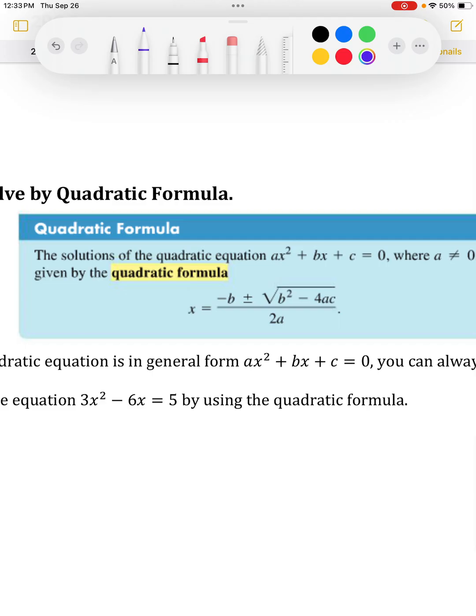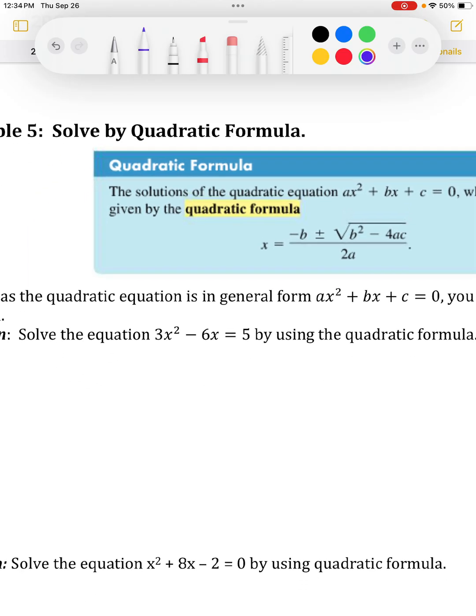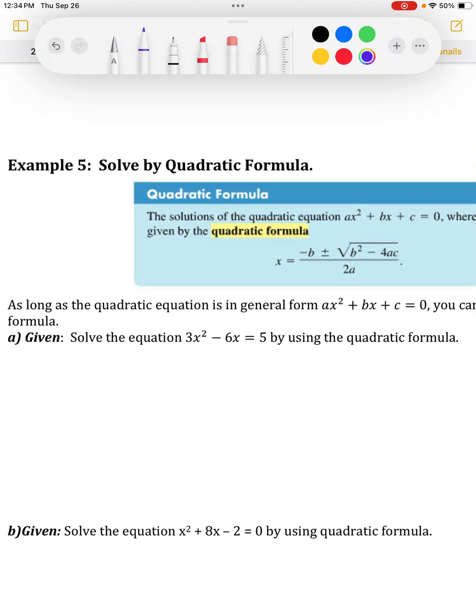So I'll give you a second. You might want to write this down on a separate sheet of paper so you can reference it as we do these problems. All right, so here, using the quadratic formula, all we have to do is identify A, B, and C. Now, A is 3, because I'm going to be looking at that and comparing it to this.